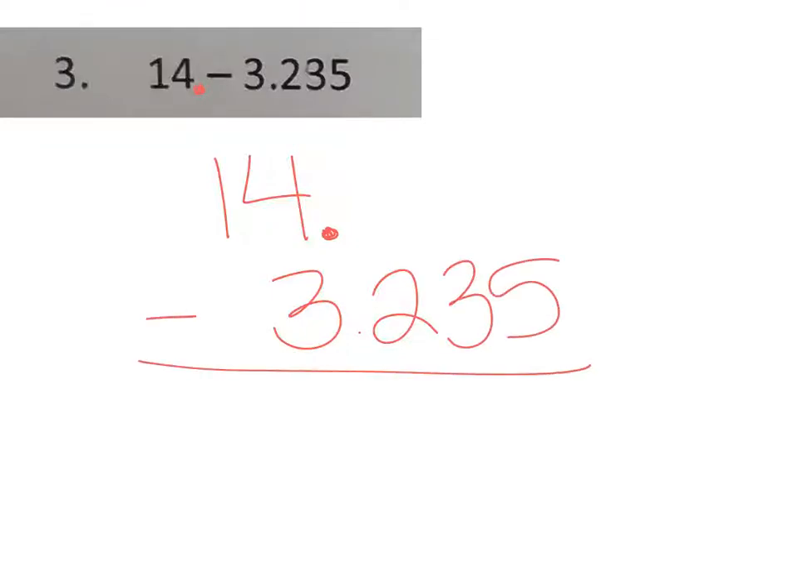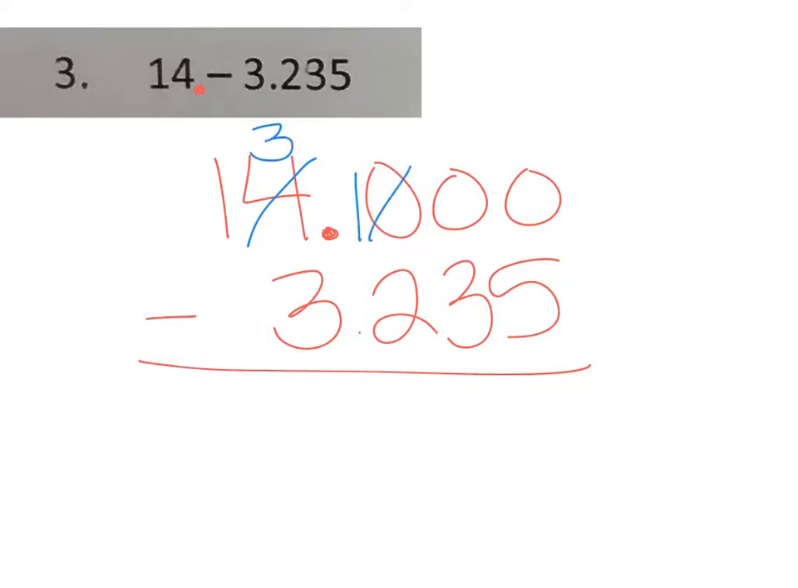Okay, so again, just like on the last one, we're going to put zeros as our placeholders. You have to put those there because we're subtracting. You cannot show the subtraction without those zeros. So now we can't do 0 minus 5. So we have to go all the way over, and the 4 becomes a 3.